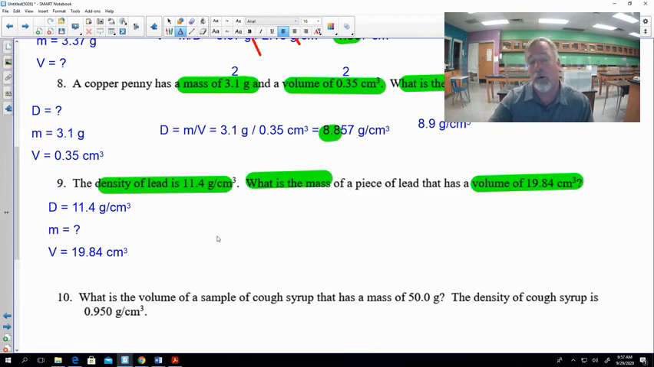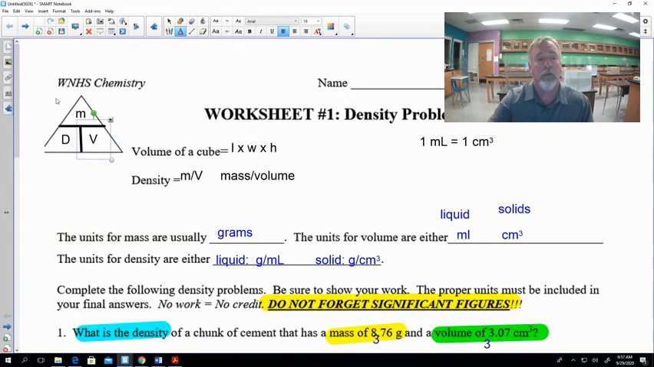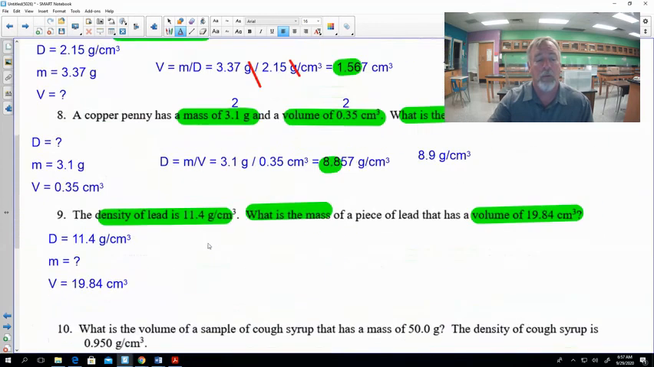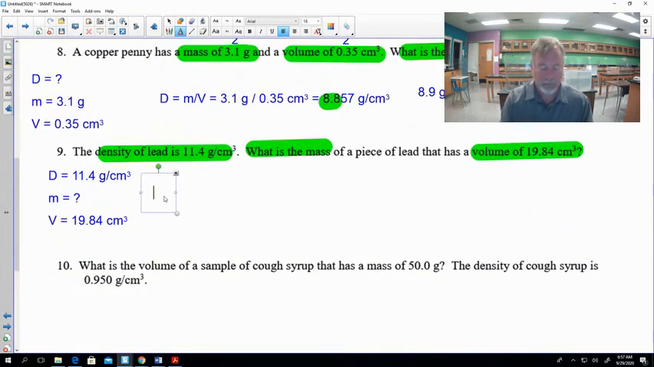Again, we could go back to our triangle. If we look at our triangle and cover up mass, because that's what we're looking for, what are we left with? D next to V. That means D times V. So we can go right here to our problem. I'm going to say mass is equal to D times V. Let's plug in our variables.